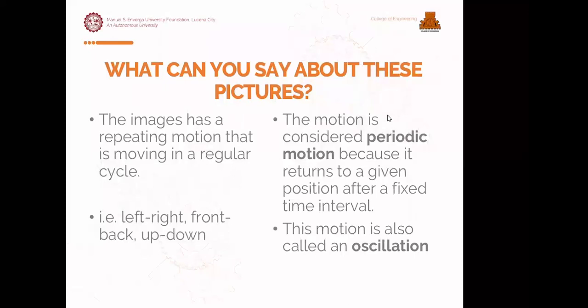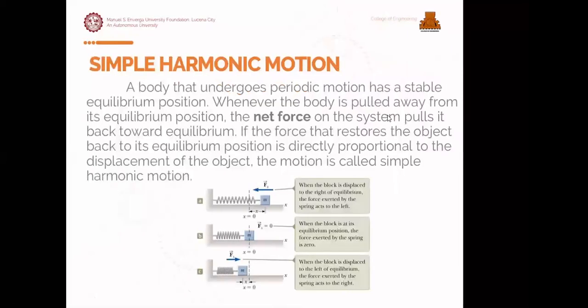Okay? So when we are talking about oscillation, we are talking about simple harmonic motion. So ano ba yung tinatawag natin simple harmonic motion? Let's say we have a body that undergoes a periodic motion. It may be as displayed dun sa picture. We have a block attached sa spring. Then when we try to pull yung block natin, as you can see here, ito yung block natin.